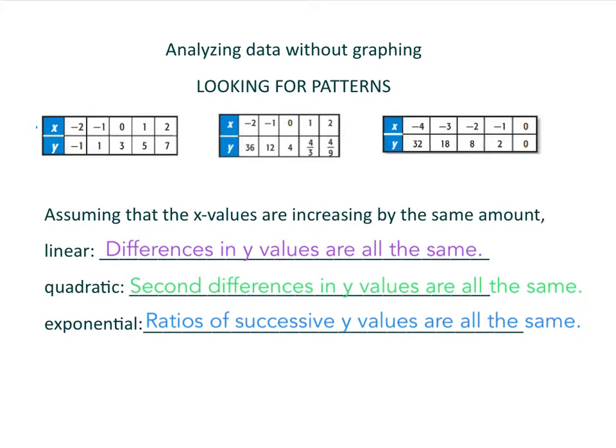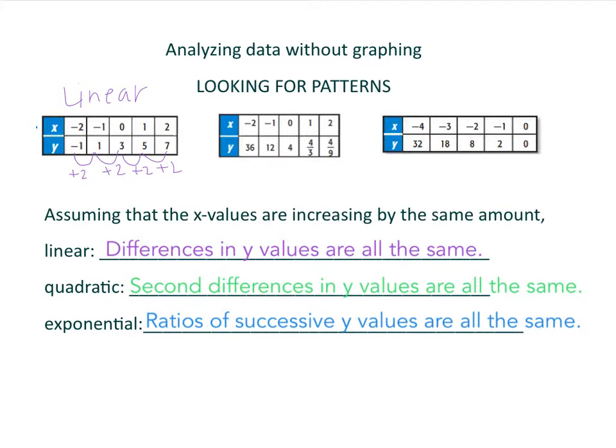With this first table, we can see that the x values are increasing by the same amount, increasing by 1, and let's determine what's happening with the y values. From -1 to 1, we are adding 2. 1 to 3, we are adding 2. 3 to 5, adding 2. So we are adding 2 each time in table 1, which means we have the same differences in the y values. So this function would be a linear function.